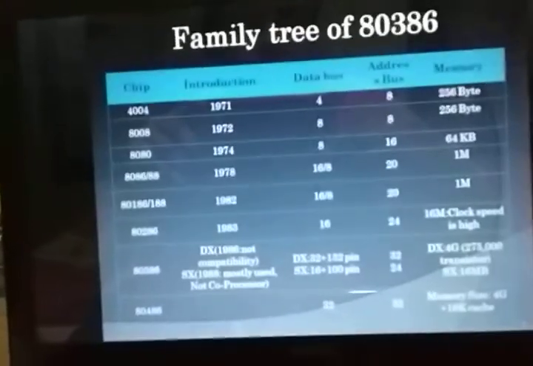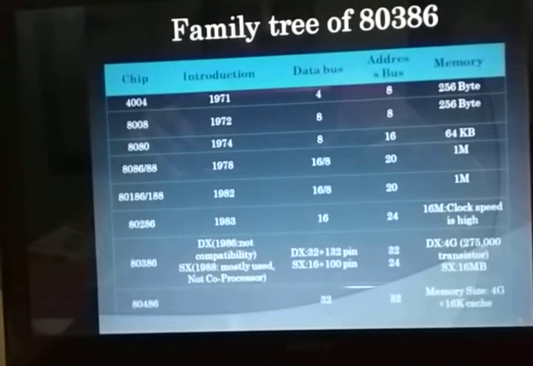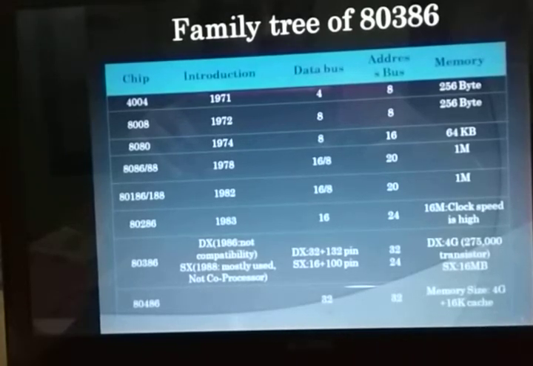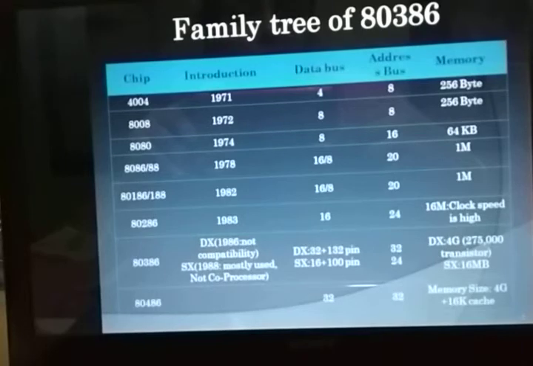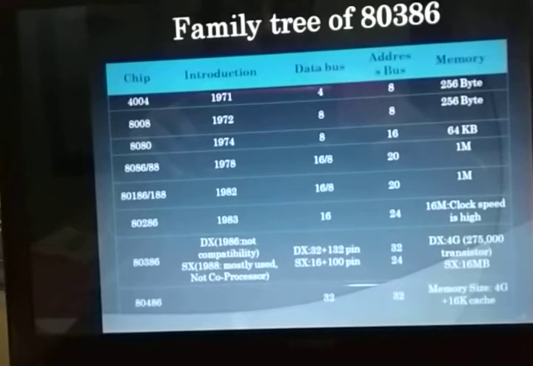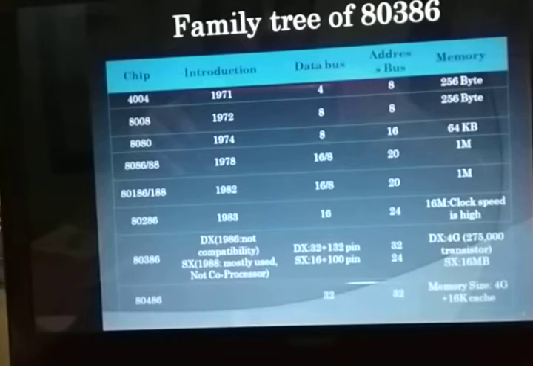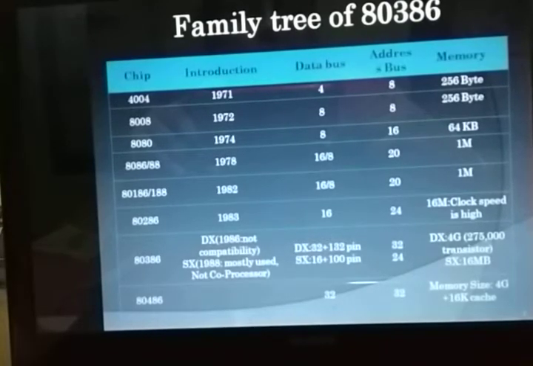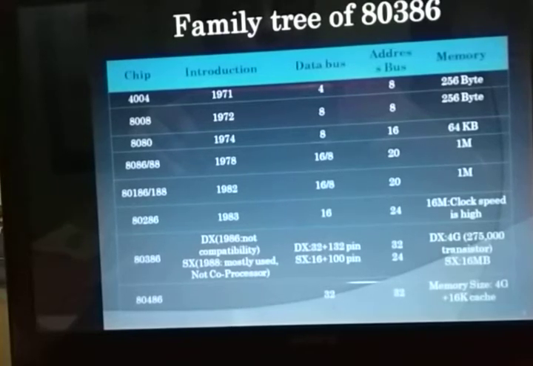So you can see the chip 8008. How much data bus does it contain? It has an 8-bit data bus, 8-bit address bus and 256 bytes of memory. The 8080 processor contains an 8-bit data bus, 16-bit address bus and 64 KB of memory. Same thing with the 8086 and 80186. So this is the description of data bus, address bus and memory.